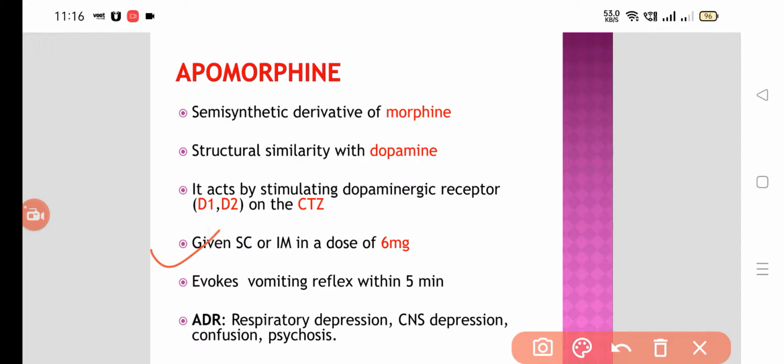Apomorphine is given subcutaneously or intramuscularly in a dose of 6 mg. It evokes the vomiting reflex within 5 minutes, so it acts rapidly. But the problem is that it is an opioid, so it can cause respiratory depression, CNS depression, confusion, and psychosis. All these side effects are because of the opioid.